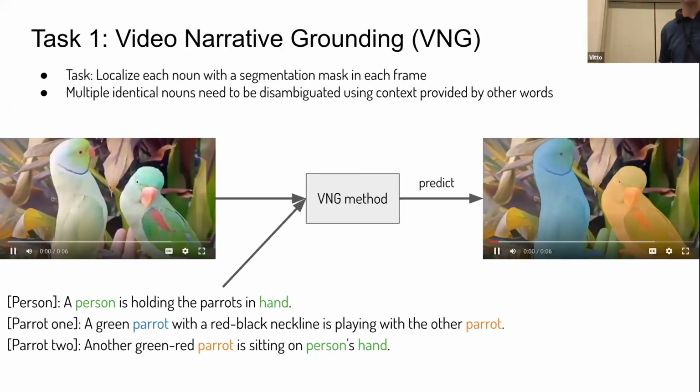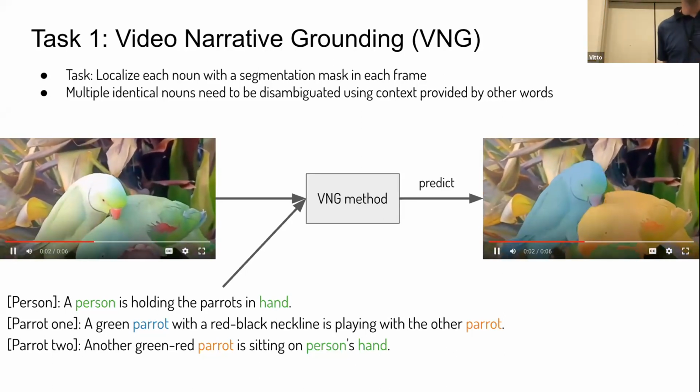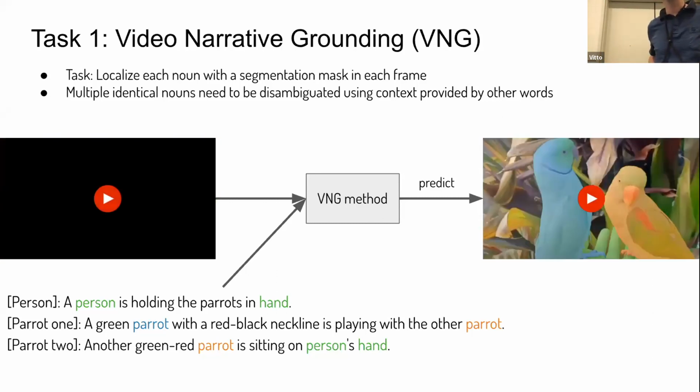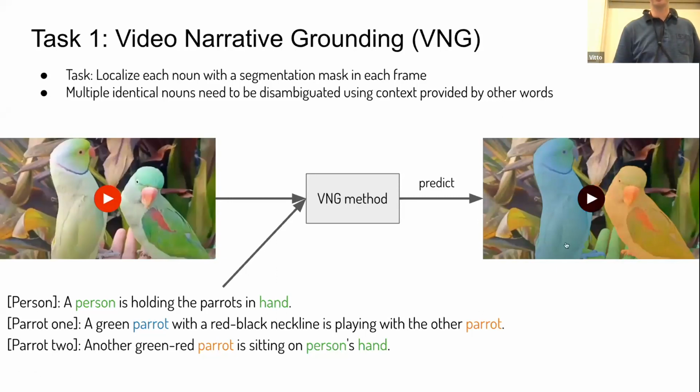So we also propose 2 tasks along with this dataset. Video narrative grounding. Here, because we use video segmentation datasets in 2 cases, we can pass by the trace segment to match the nouns to the segments. And now the goal is for a model to localize each noun with a segmentation mask in each frame. But because there are multiple identical nouns like parrot and parrot, you need to disambiguate them using the context provided by other words. Like this is the green parrot with a red black neckline. The other is the other parrot. And with just a noun alone, it's just impossible. So it's an interesting visual language task in this sense.